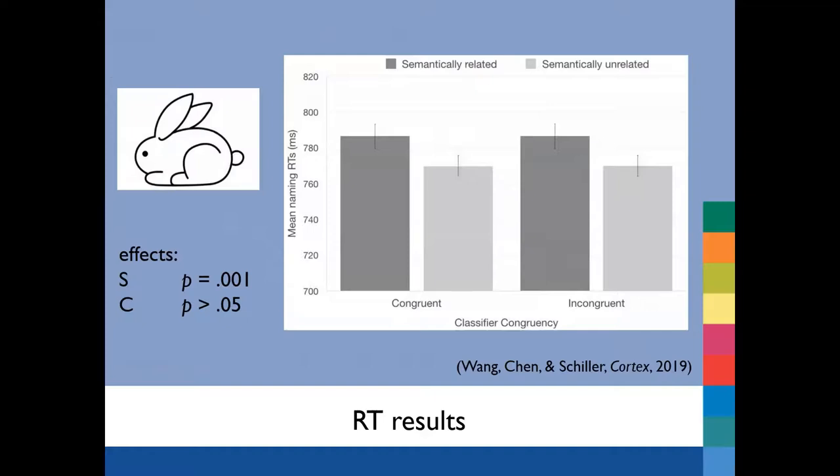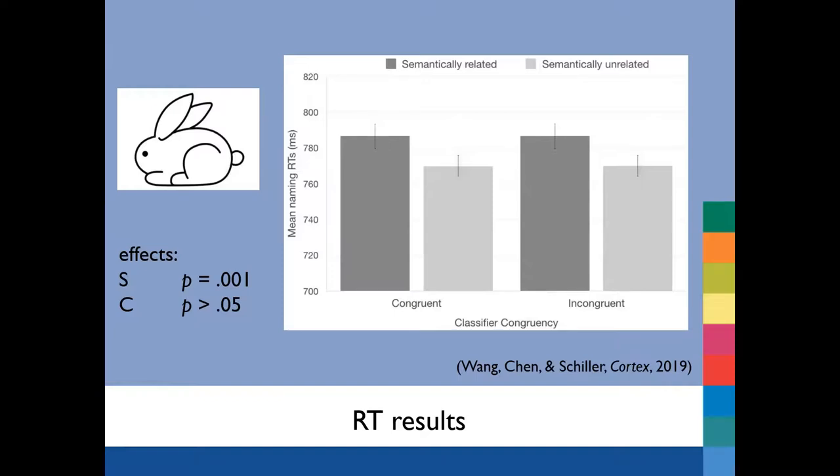As you can see here, these are the congruent cases, these are the incongruent cases. This is semantically related, this is semantically unrelated. She found a semantic interference effect. So the semantically related distractors produce a longer naming latency. This is a well-known effect. It shows that there's competition going on between the distractor word and the target. So when you see rabbit and the distractor word is mouse, you are slower than when the distractor word is not an animal, okay? However, when we look at the classifier congruency, you did not find a difference in the naming latencies.